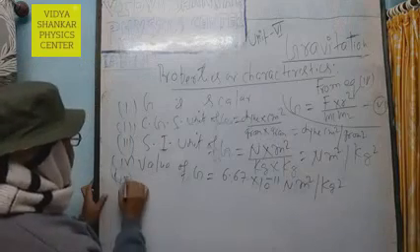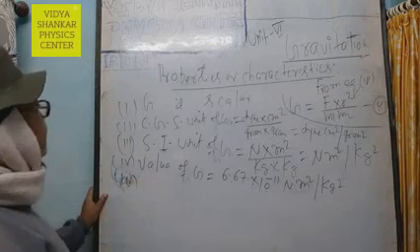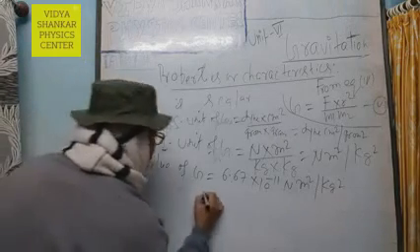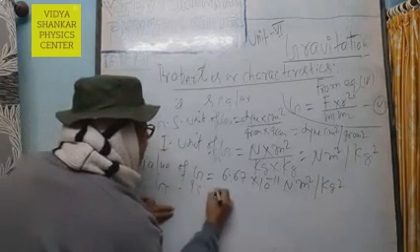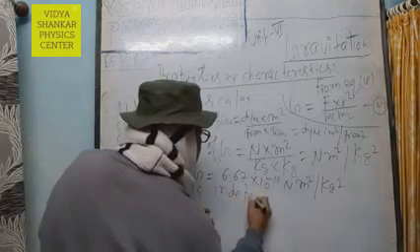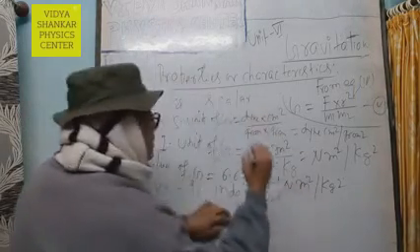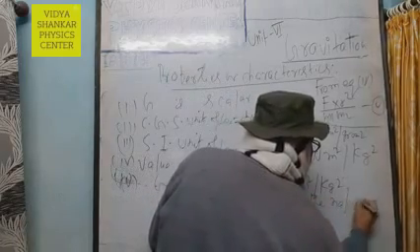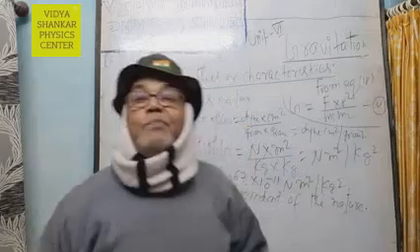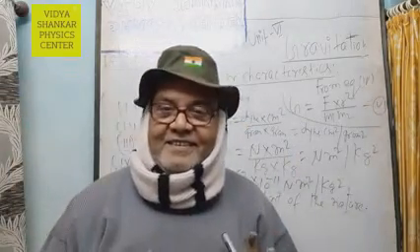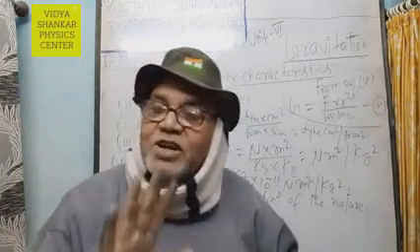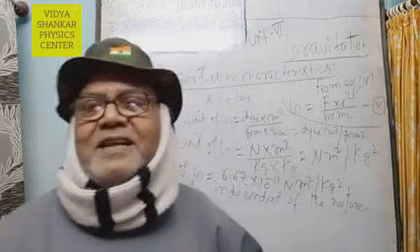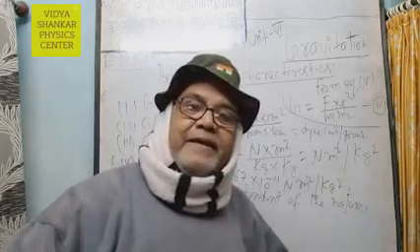Now, properties: G is independent of the nature. Means it does not depend on the nature. Rainy season, winter season, summer season does not matter. Capital G is always constant.